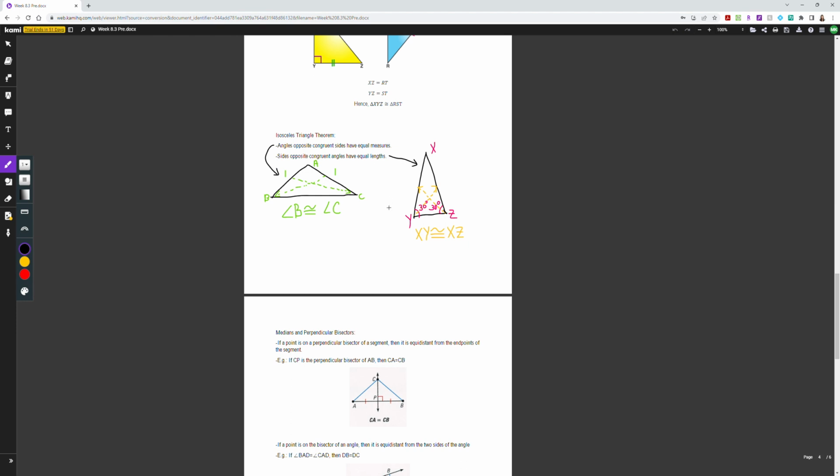Now on the flip side, the inverse is that sides opposite congruent angles have equal lengths. We're given triangle XYZ, and this angle is 30 and this angle is 30. Because these two angles are the same, their opposite sides, the side for angle Z and the side for angle Y, would be congruent lengths, which means XY is congruent to XZ.